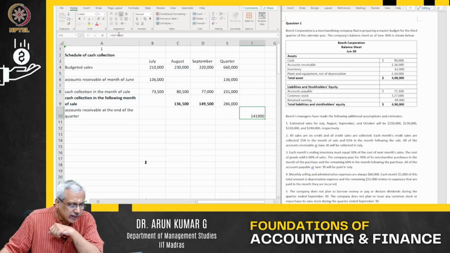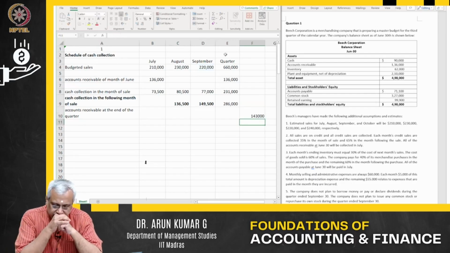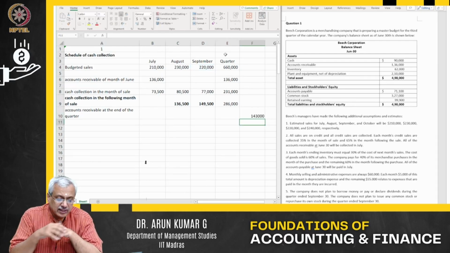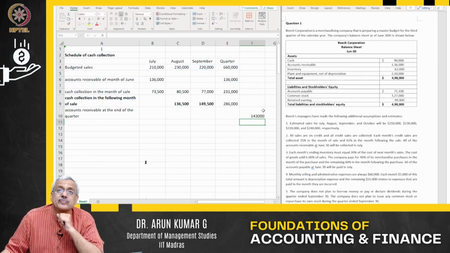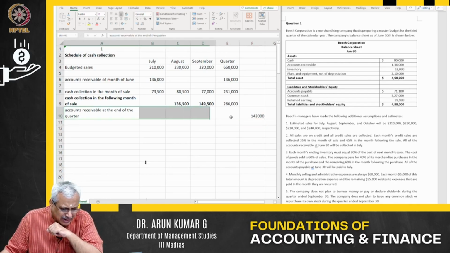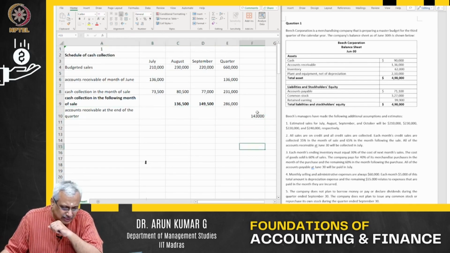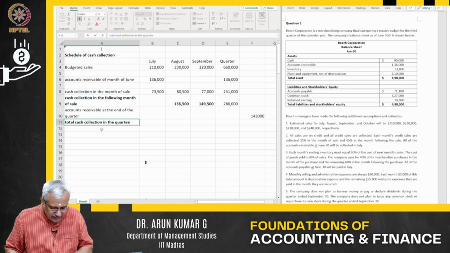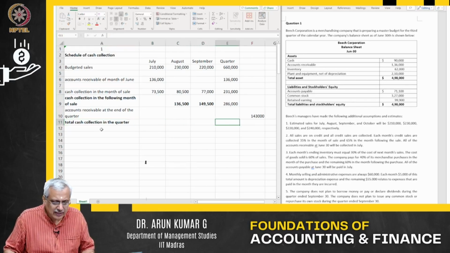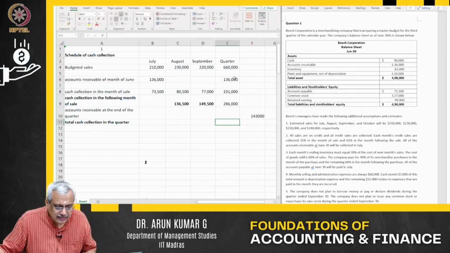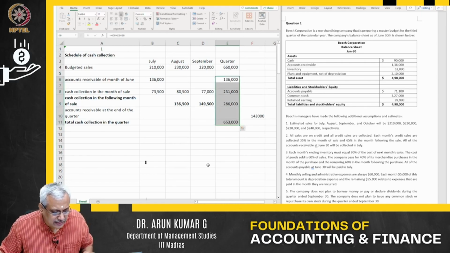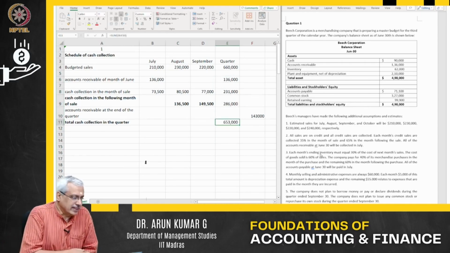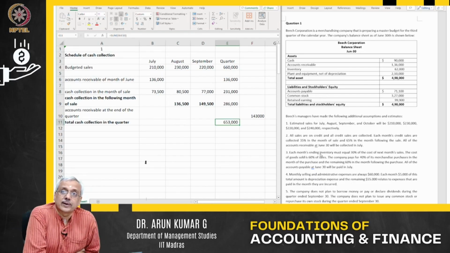You are yet to collect, I am sorry. Say 143 plus 77 is 220. So you are yet to collect. This is the accounts receivable at the end of the quarter. This is the collection. So what is the total cash collection in the quarter? This is the sum of all, the total cash collection in the quarter, that is 6,53,000.